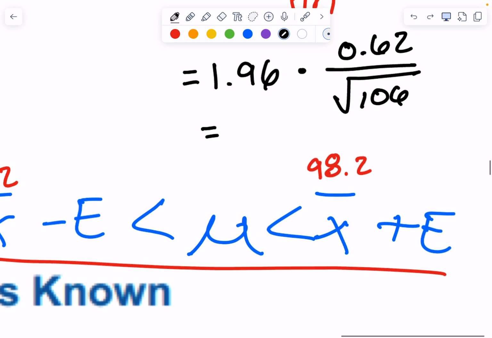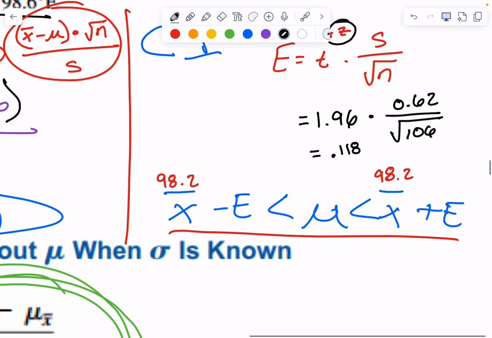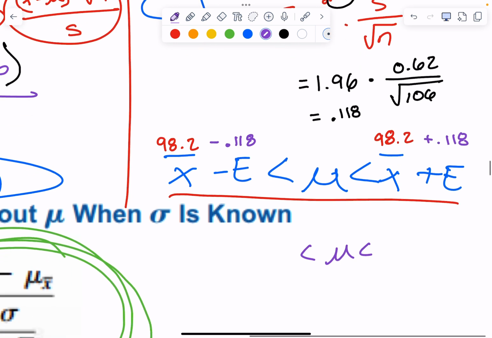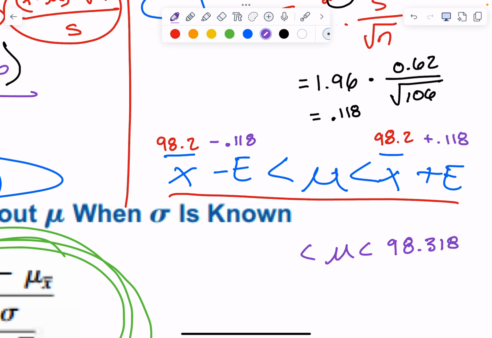What do you get? 0.118. Oh, that's really small, but I guess it should be because it's a temperature. So if that's my error, I'm subtracting 0.118 and adding 0.118. So mu is living between 98.082 and 98.318, something like that, however many decimal places you go.